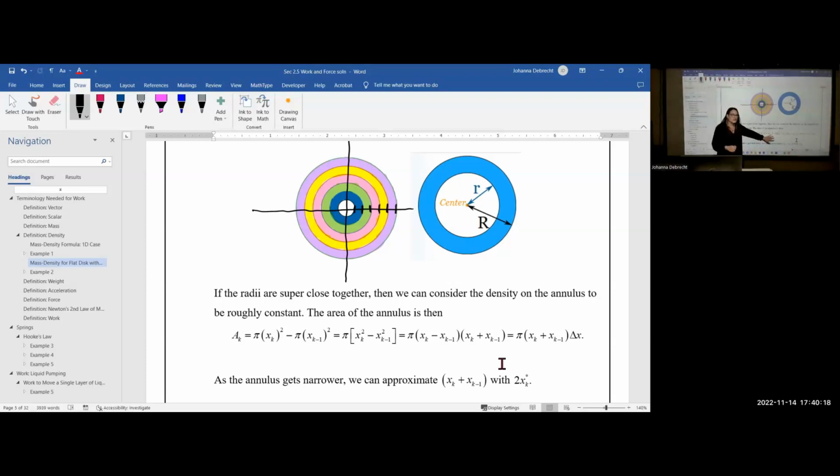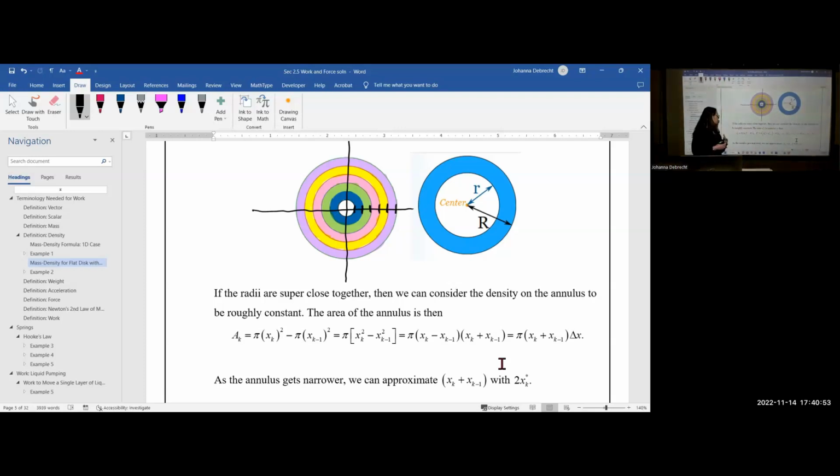Now we do something kind of tricky. Because this is the difference of two squares, we factor it. So we get x sub k minus x sub k minus 1. That's where each partition begins and ends. And then times x sub k plus x sub k minus 1. Now, x sub k minus x sub k minus 1, well, that's just delta x. That's the width of our little annulus. So this part becomes delta x, and we get x sub k plus x sub k minus 1.